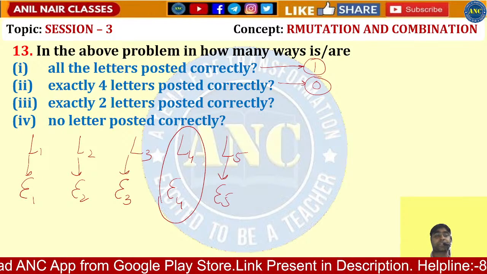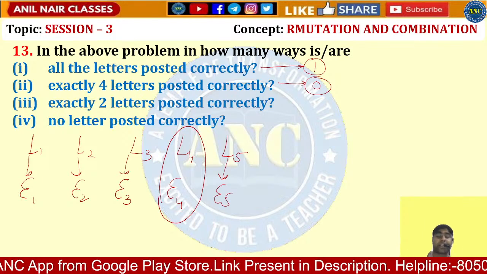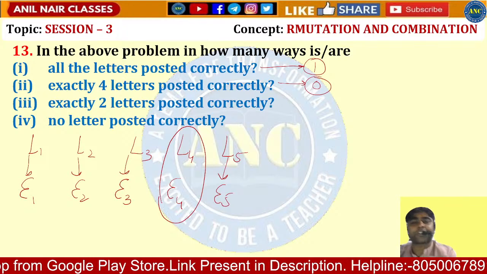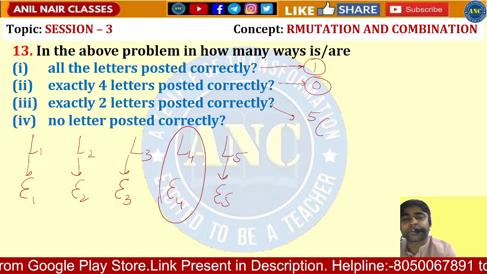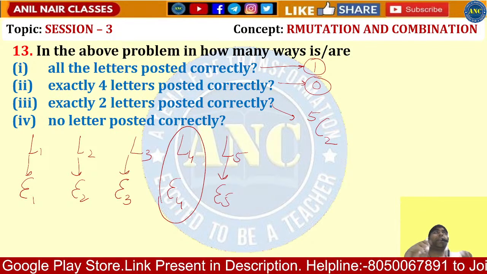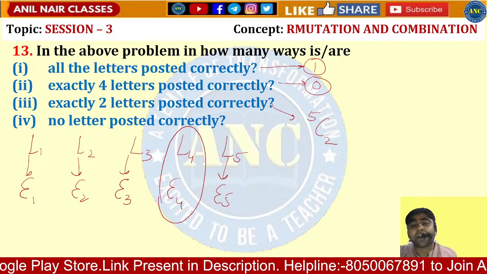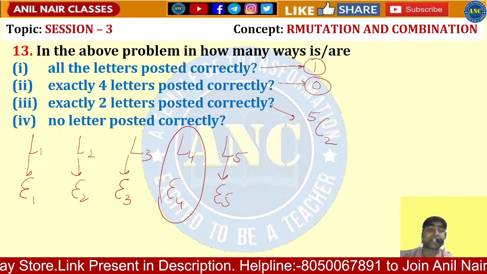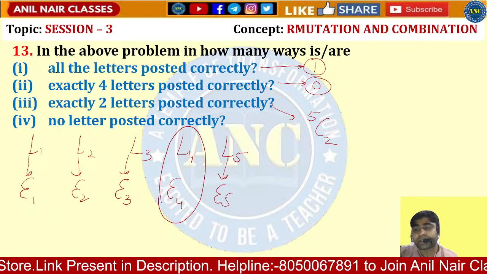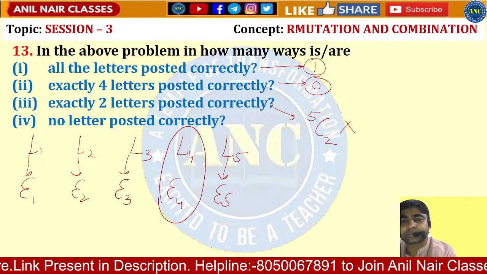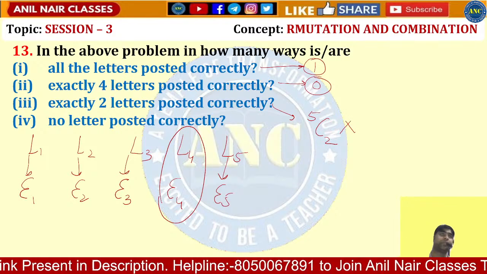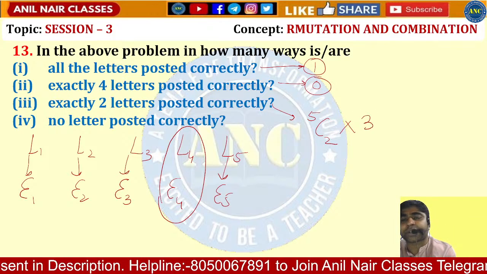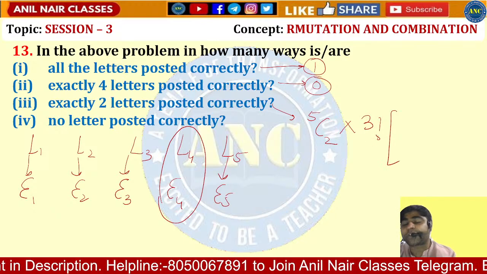Now, the third part is exactly 2 letters posted correctly. Out of the 5 letters, I have to choose 2 letter-envelope pairs which I am supposed to post correctly, and there are 3 of them, 3 letter-envelope pairs. I can arrange them in total 3 factorial ways, and then comes the formula of derangement.